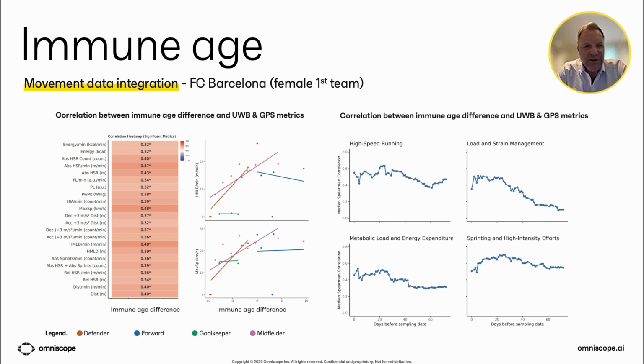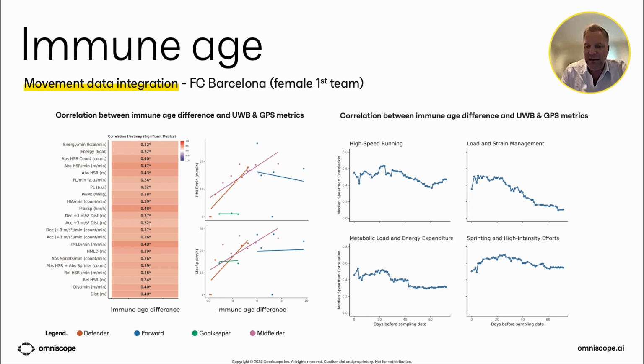So we had a rich resource of GPS data, and we started correlating the decrease or increase of immune age with GPS metrics. And what we found is there are specific metrics, for example, high-speed running measures or high metabolic load distance, that clearly correlated with an increase of immune age over the season. So with this, we now start disentangling what is happening in the outside world, the external load of the player measured by GPS data, and how much that is impacting the internal load.